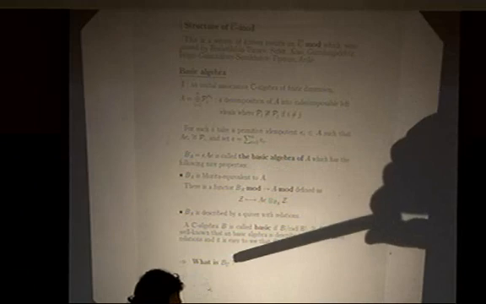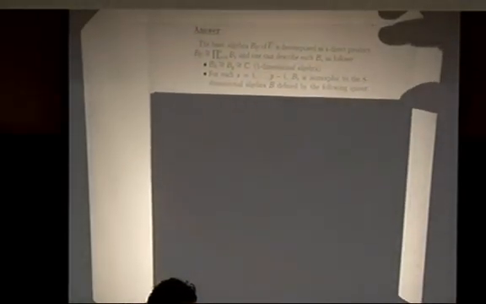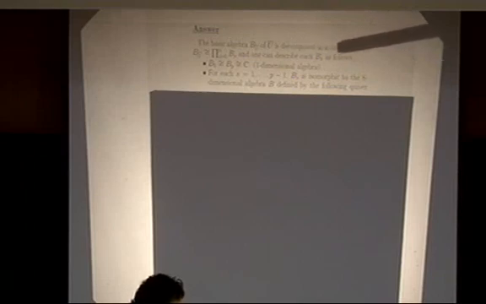So what is B sub U bar? Namely, what is the basic algebra of restricted quantum group U bar of sl2? The answer is the following. The basic algebra B sub U bar is decomposed as a direct product in this way, where s runs over 0 to p, and one can describe each B sub s as follows.